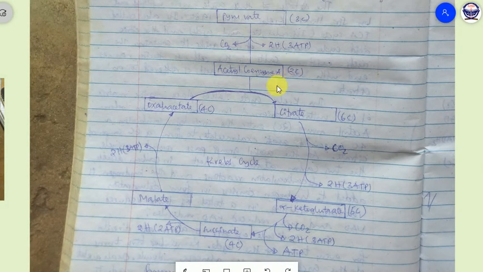Hii summarization inaonekana kwenye BS namna hii, lakini ni summarization, kwa sababu nitakuonyesha diagram nyingine za Krebs cycle ambazo zimeelezewa zaidi na zinaweza zikakufanya uelewe zaidi kuhusu Krebs cycle.